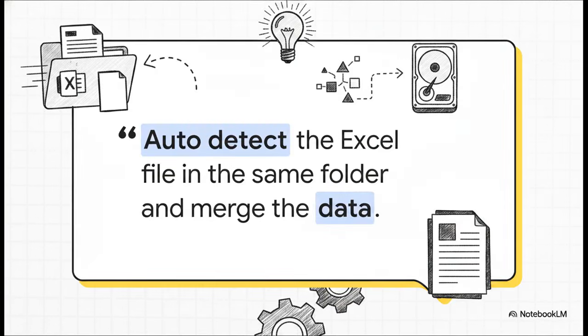Adding a highly specific instruction like auto-detect the Excel file in the same folder ensures your macro knows exactly where to look. Because think about it, if you move your folder to a different computer or a different drive, you definitely don't want those pesky file not found errors popping up. With this command, the macro is dynamically looking right next to itself for that Excel data. It makes your automation super robust and totally shareable with your whole team.